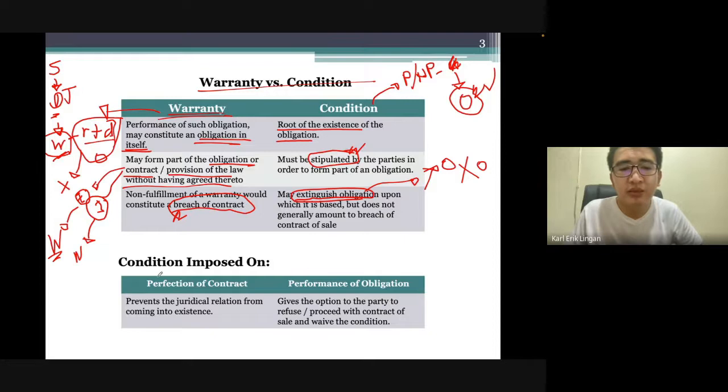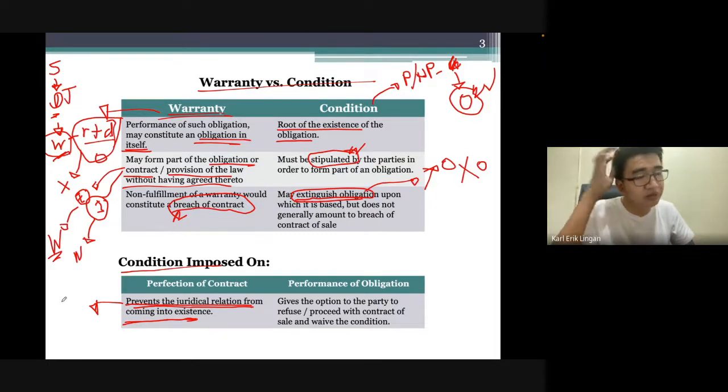Okay, while we also have conditions imposed on the perfection of the contract and condition imposed on the performance of obligation. Okay, when the condition is imposed on the perfection of the contract, it prevents the juridical relation from coming into existence. Meaning, nakadepende yung perfection ng contract dun sa condition.